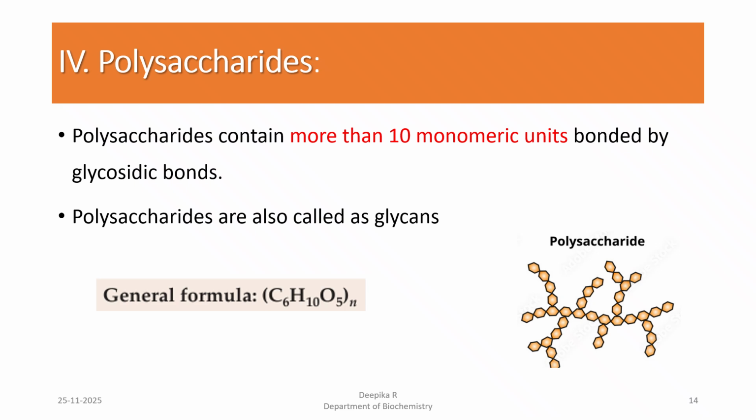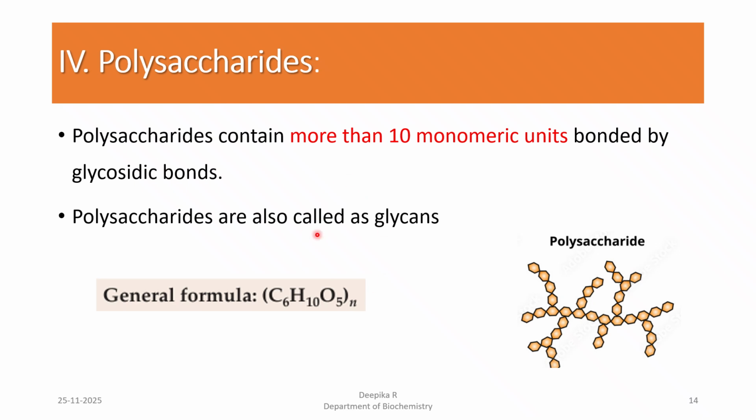Coming to the polysaccharide. The polysaccharide is the fourth type of carbohydrate. Poly, in the name only it is there. Poly means multiple. So if more than 10 monosaccharide units are bound or held together, we will call it a polysaccharide. So polysaccharides are also called glycans.